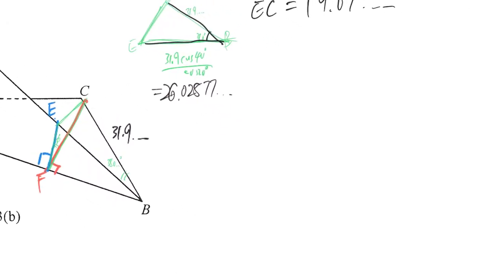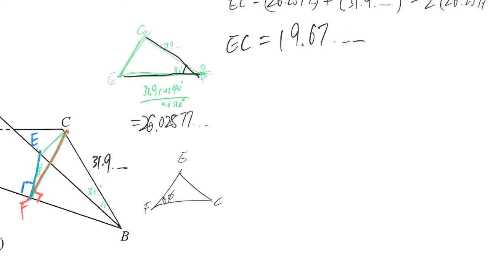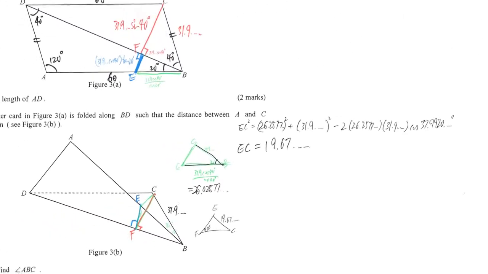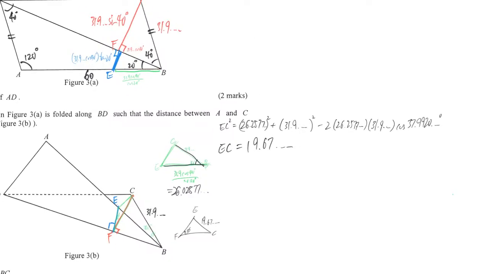For the final triangle, draw a 2D diagram first: E, F, C. Our target is finding this angle phi here. EC is what we did lots of things to find. And then FC. FC is the red line, so this is 31.9 times sine 40 degrees. And then FE is the blue line, so it is 31.9 cosine 40 degrees and then tangent 20 degrees.